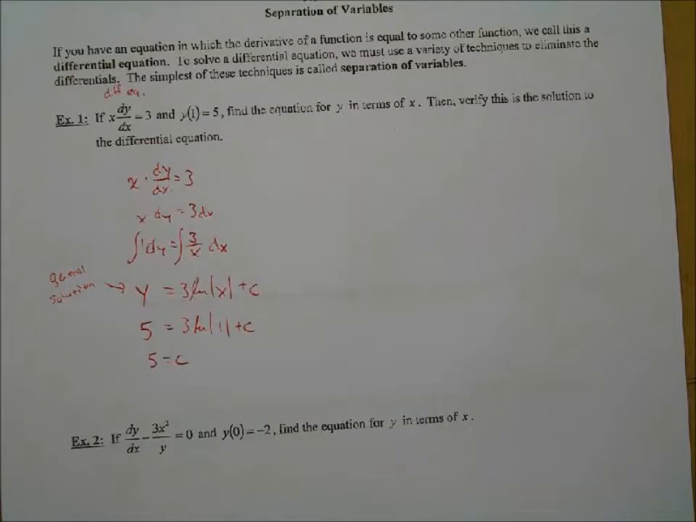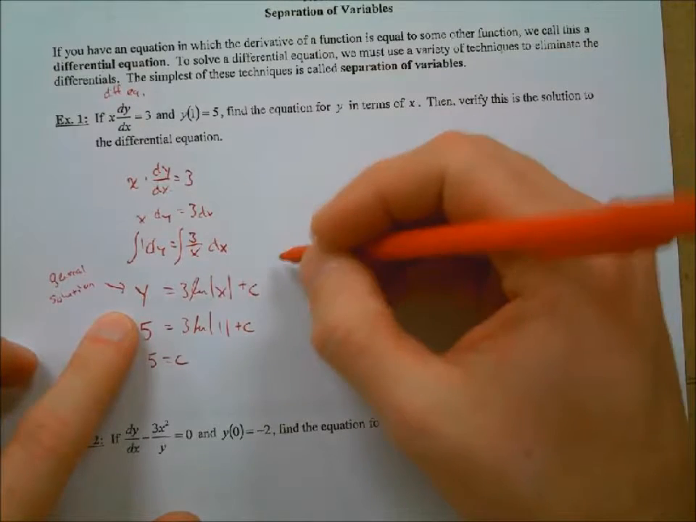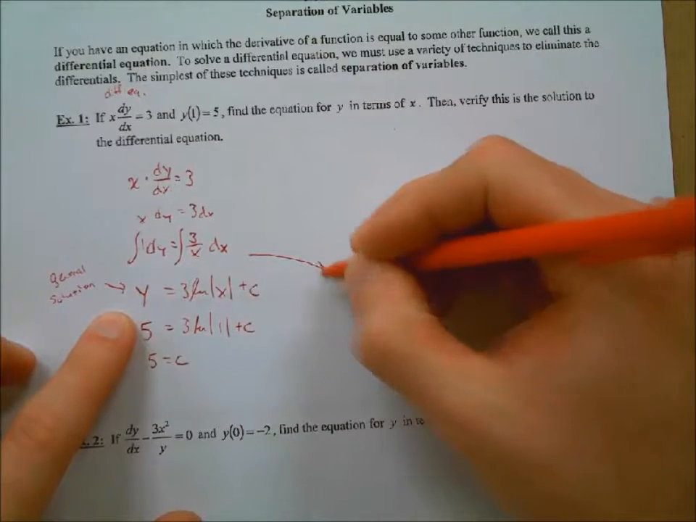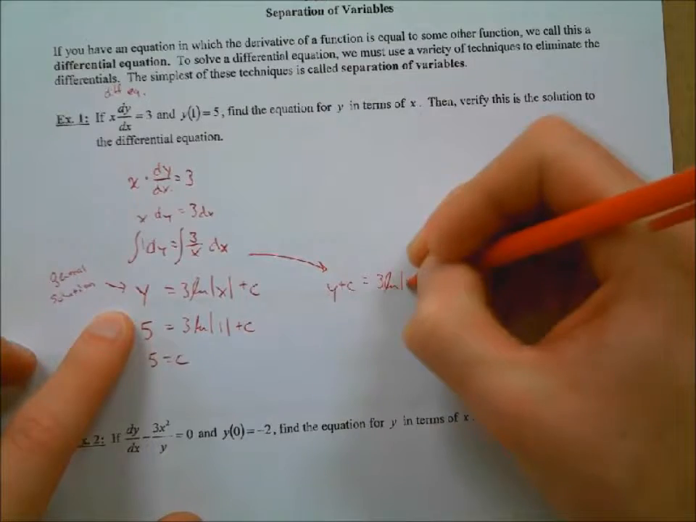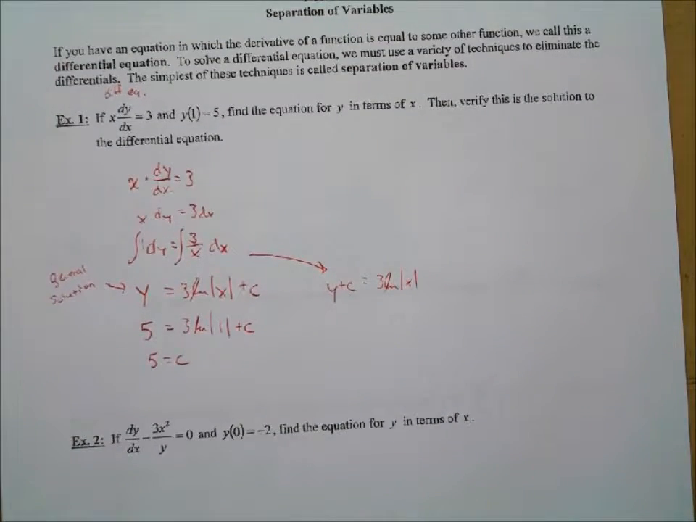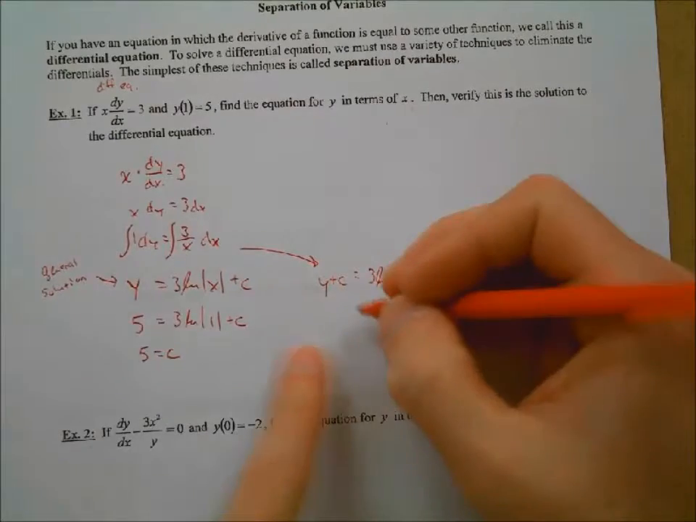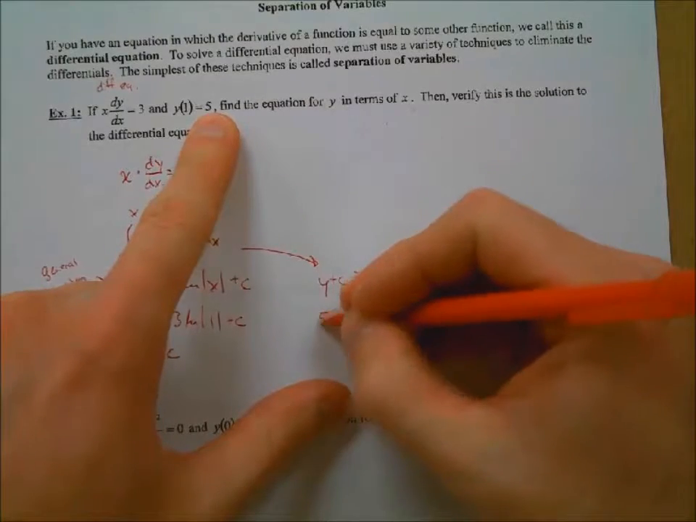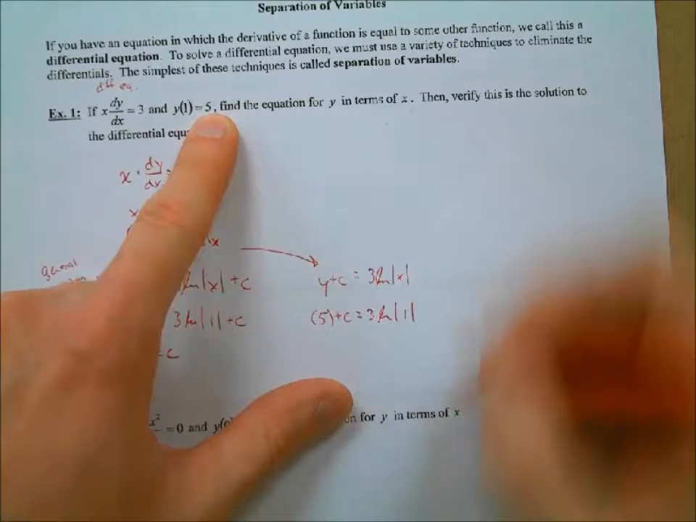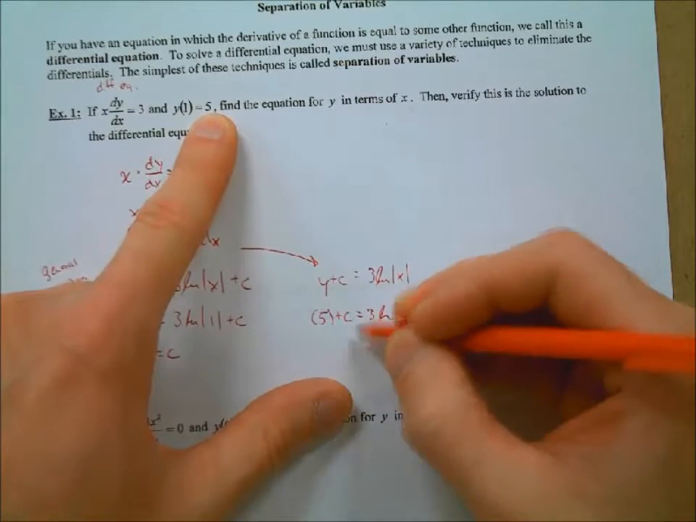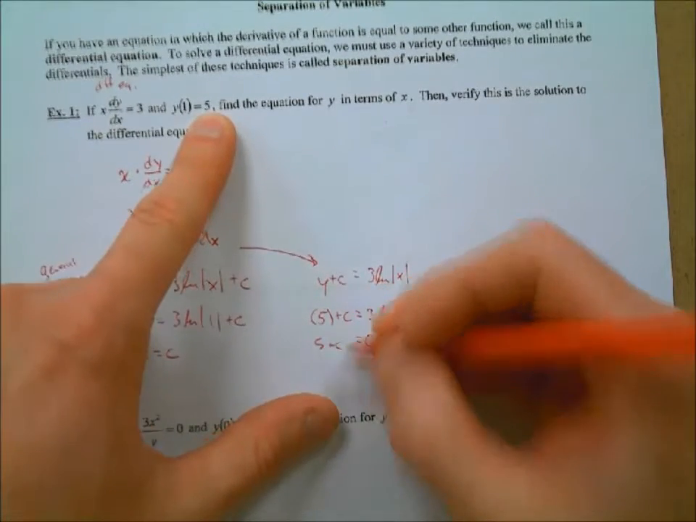Okay, let me show you real quick what I mean by that. So let's just say in an alternate universe we did it this way, right? This is what you're saying. And so we plug the same information in, 5 in for y, 1 in for x. So natural log of 1 is 0, 3 times 0 is 0, so you get 0 equals 5 plus c, so c is going to equal negative 5.